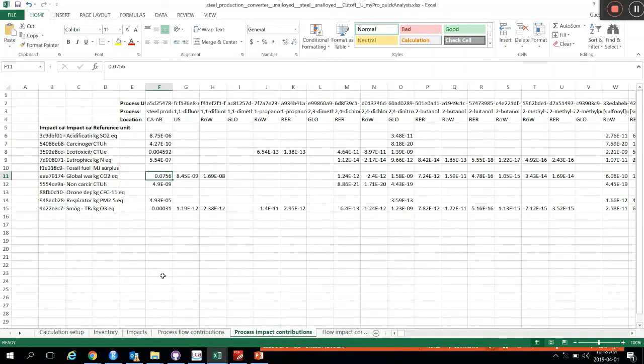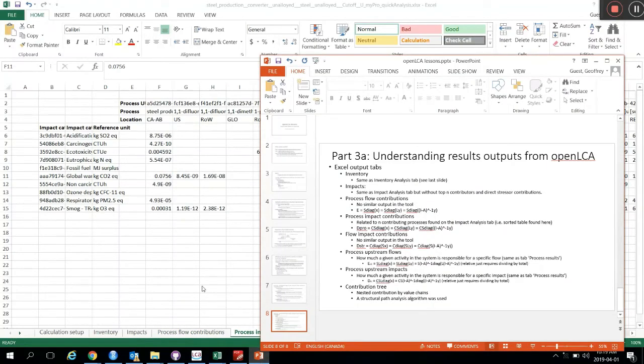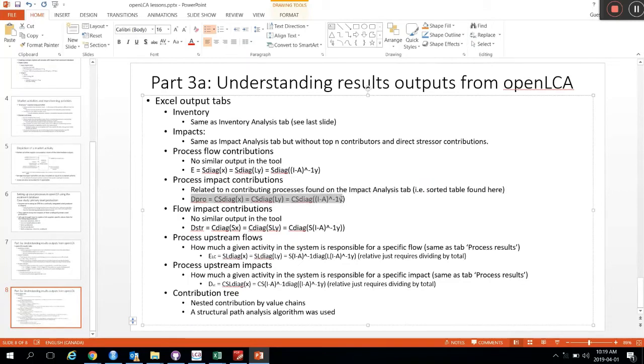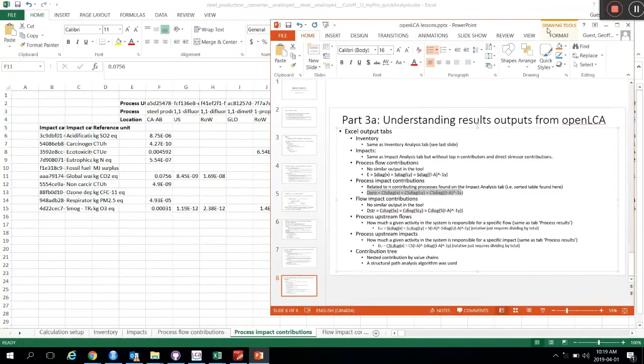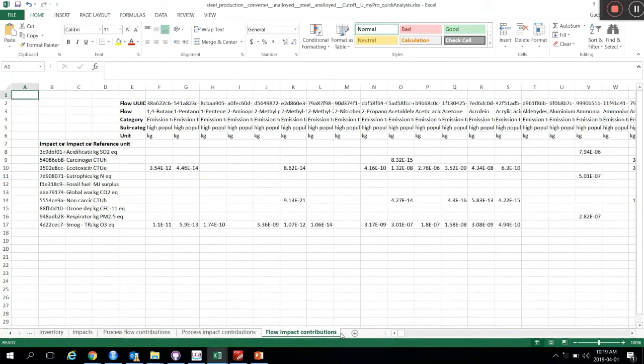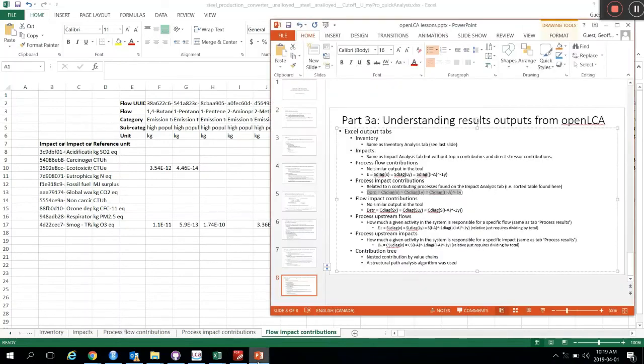And in a similar light, this is also telling you how much each process is directly contributing to every impact category. We learned that equation as well. It's just dpro, it's C S diagonalize x. So it's the same equation, but you add on the characterization matrix. Okay, then if we go to flow impact contributions, we also learned that equation. It's telling you how each elementary flow is contributing to each impact category. So we see it here.